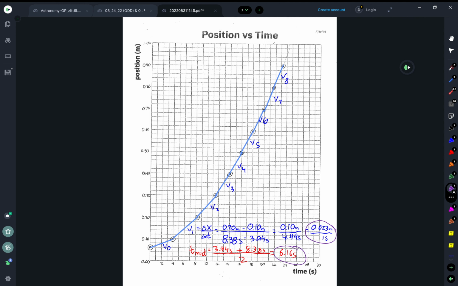We can do the same thing for each of the other regions of the graph, figuring out the average velocity, V0, V2, 3, 4, 5, 6, 7, and 8, and then figuring out the middle times just by taking the average time in that region.